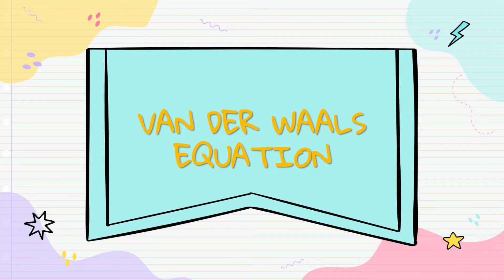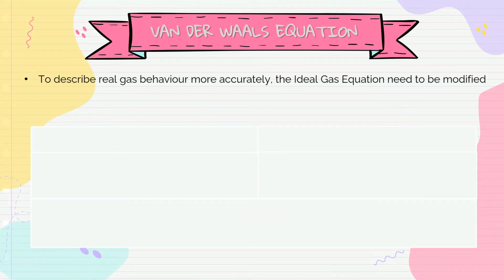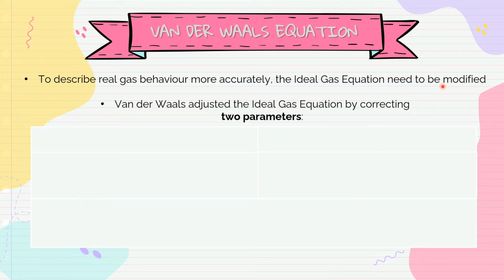To discuss more about the real gas, kita akan cerita tentang Van der Waals equation. Okay, kalau ideal gas, dia akan follow ideal gas equation. Tapi real gas akan follow Van der Waals equation. So, to describe the real gas behavior more accurately, the ideal gas equation needs to be modified. Okay, ideal gas equation kita PV equals nRT. So, ada parameter yang kita kena ubah dalam ideal gas equation supaya dia bersesuaian dengan real gas. Okay, so the Van der Waals equation adjusts the ideal gas equation by correcting two parameters.